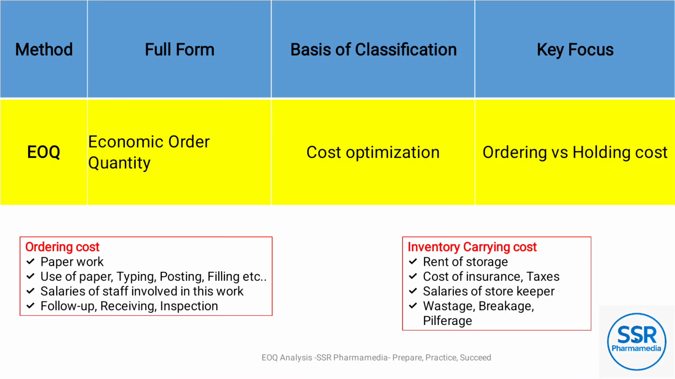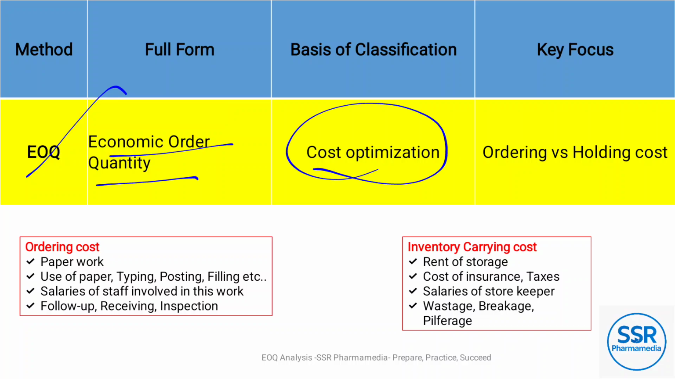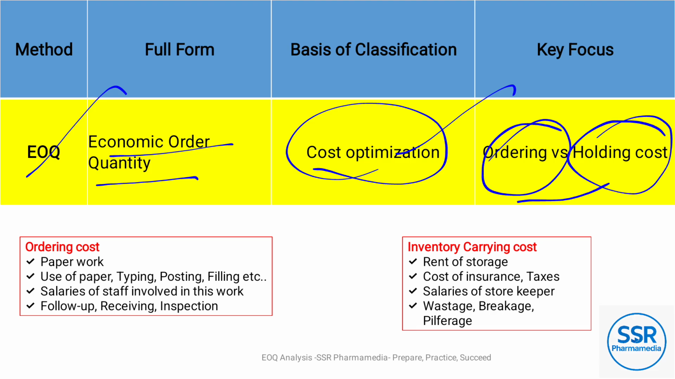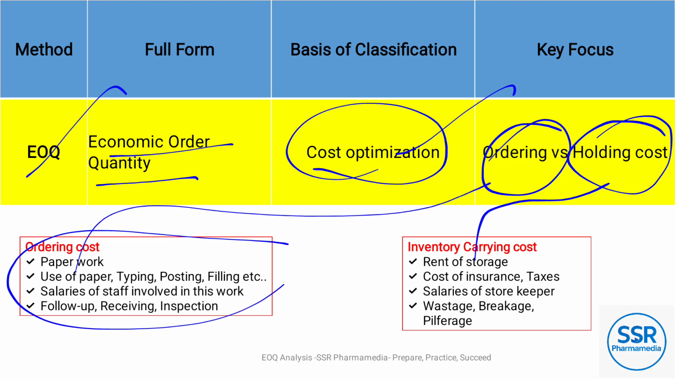So if you see this tabular column, EOQ means economic order quantity. The basis of classification is cost optimization, and the key focus is ordering cost and holding cost. Holding cost is nothing but another name for inventory carrying cost. So you must know about these two because it's a very, very important MCQ point of view, as well as they may ask 5 marks or 2 marks questions also in your syllabus theory exams.